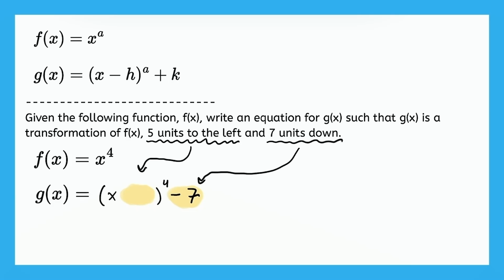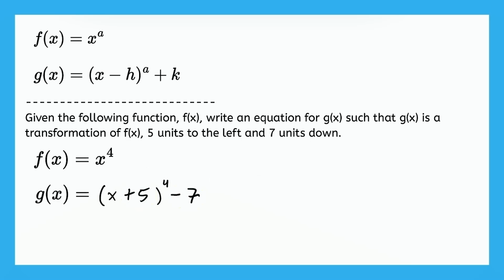Okay, now what about the -h part? All right, this is counterintuitive. So if the shift is to the left, you intuitively would think that that would be minus, which tells you that it should be plus, because we already have a minus in that formula. So the -h part will be +5. So there's our equation. G of x is f of x shifted 5 units to the left and 7 units down.